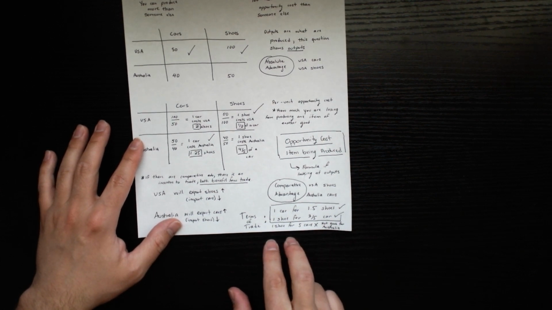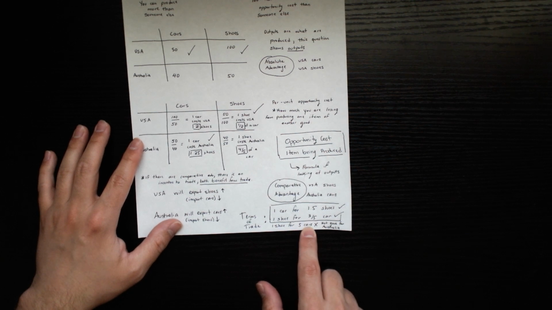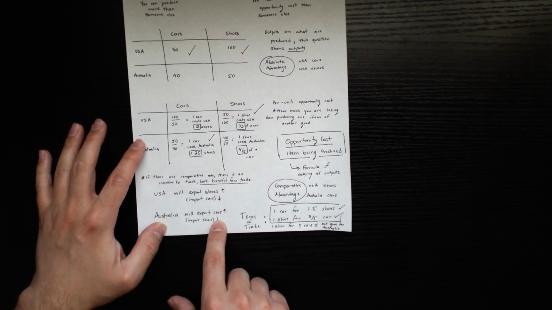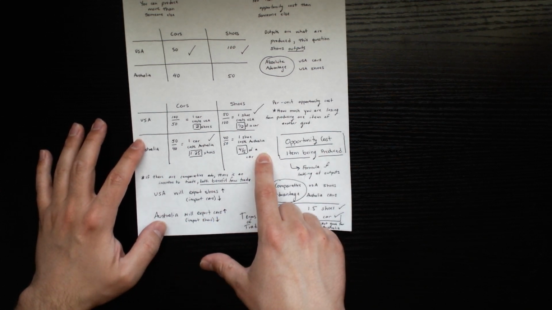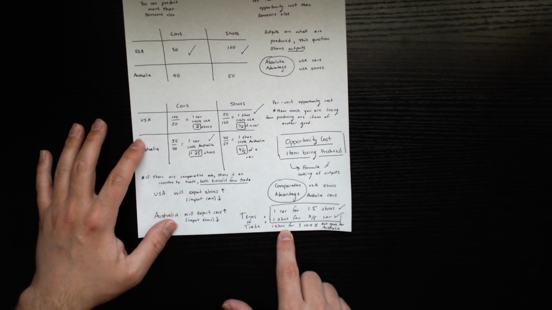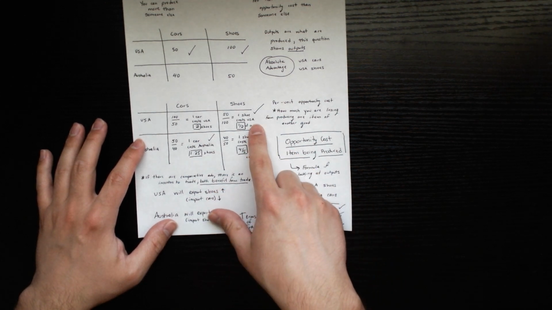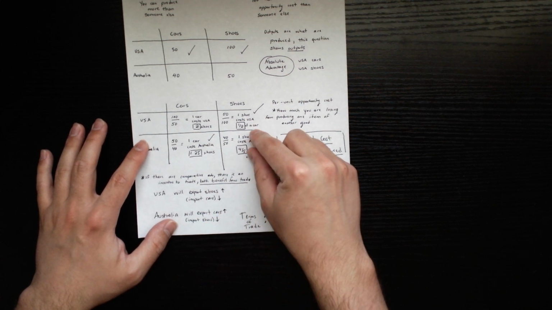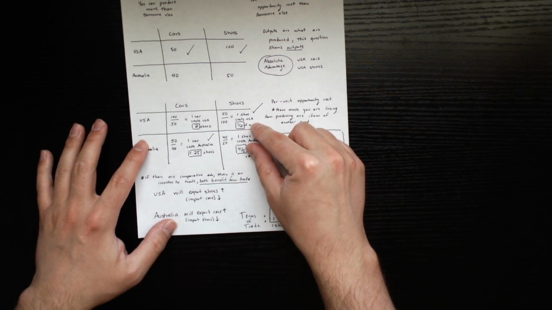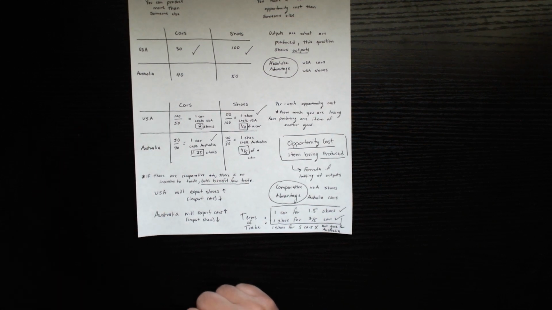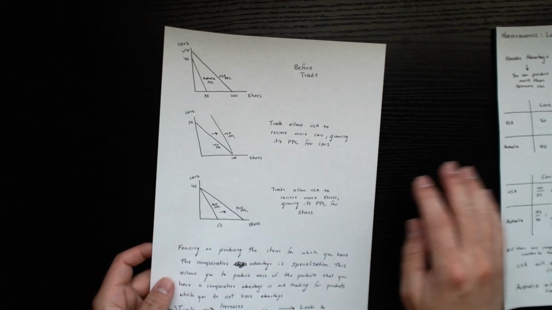Now, if we had a terms of trade of one shoe for five cars, well, Australia doesn't want to pay that much because they're importing it, so they would not agree to that. If we had one shoe for one fifth of a car, then the US doesn't want to agree to that. So it has to be a number between both of these to be a good terms of trade for both countries. Let's see what happens when they trade with each other.